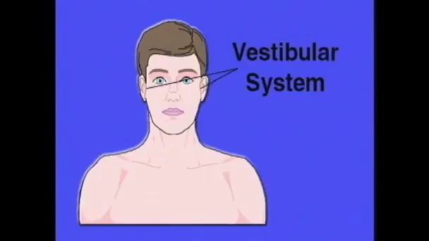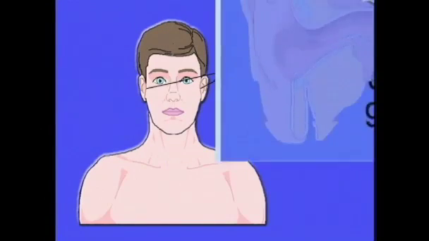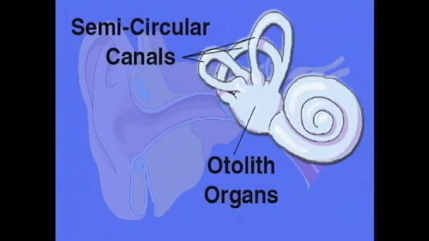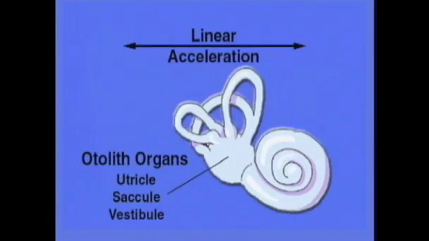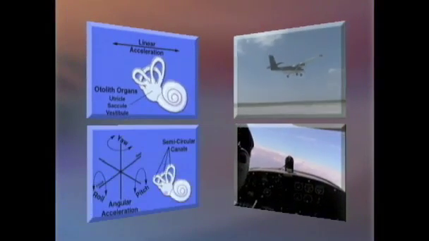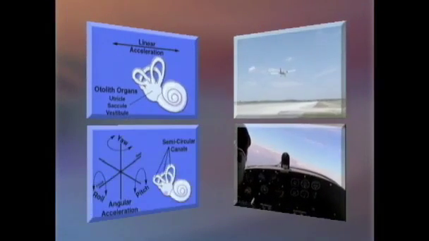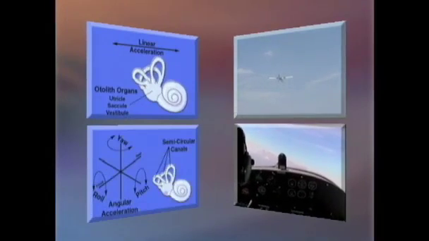The vestibular system is located in the inner ear. This system is the size of a pencil eraser and contains two distinct structures: the semicircular canals and the otolith organs. The semicircular canals detect changes in angular acceleration, while the otolith organs detect changes in linear acceleration. Both of these provide information regarding your body's position and movement relative to Earth.